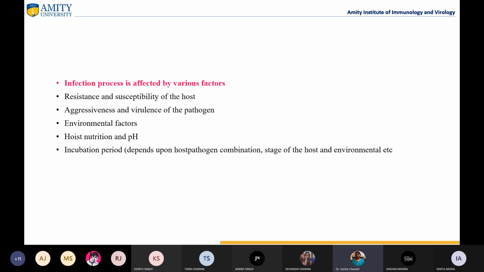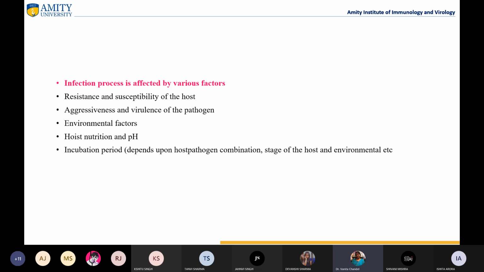Then the infection process is again affected by various factors. Here, resistance and susceptibility of the host. So this is also important, right? Sometimes plants have certain R genes or resistance genes. Due to the presence of those genes, the plants are resistant to a particular pathogen, right? And if it is susceptible to the pathogen, it is going to show a lot of symptoms and a lot of changes. If it is resistant to the pathogen, then definitely the pathogen cannot multiply in the plant further, right?